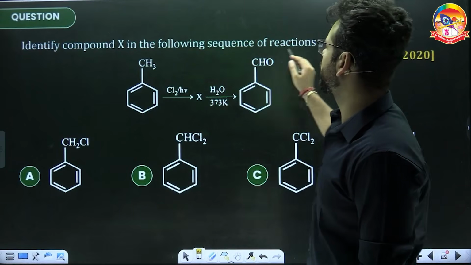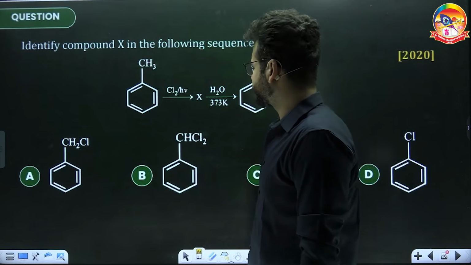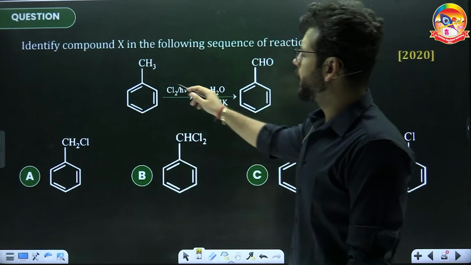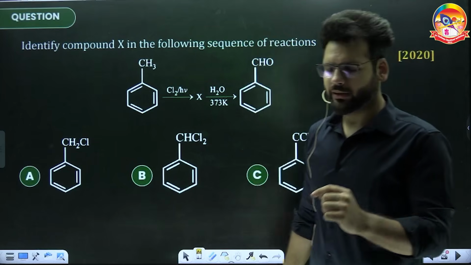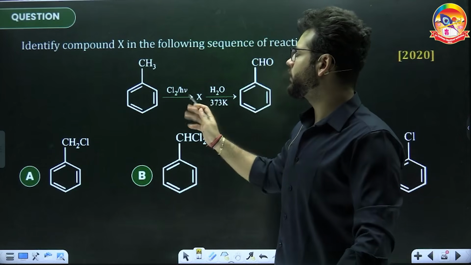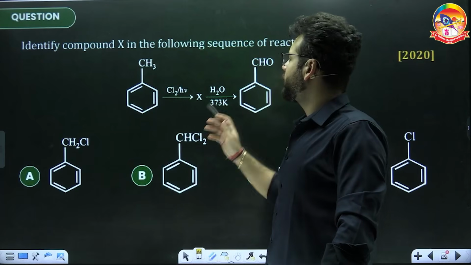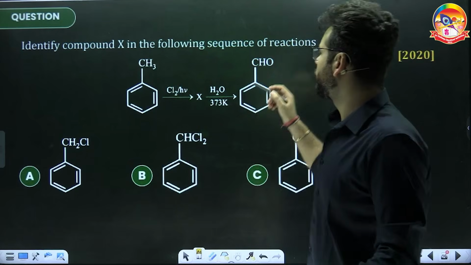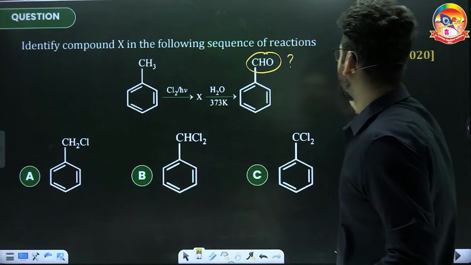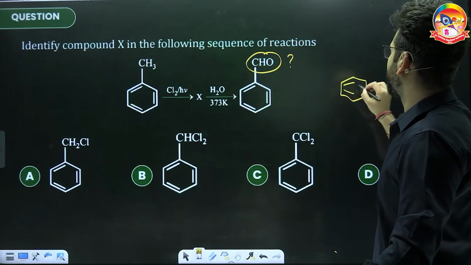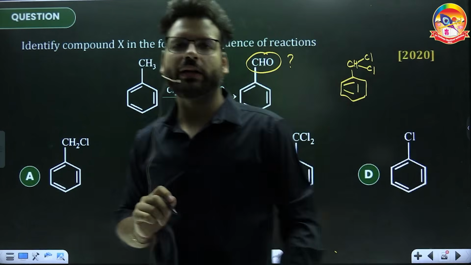Identify the X in the following sequence of reactions. The first step is going to be halogenation. If halogenation was done one time, you would have gotten benzyl chloride. Then benzyl chloride on reaction with water would give you benzyl alcohol, but you didn't get benzyl alcohol here. You got benzaldehyde. That means to get benzaldehyde, I should have done dichlorination here. This is the commercial preparation of benzaldehyde in your NCERT.